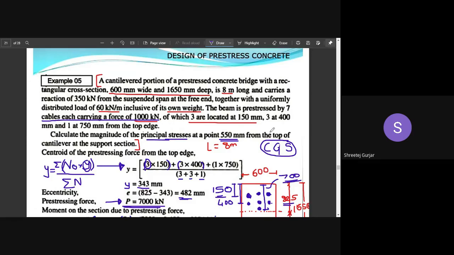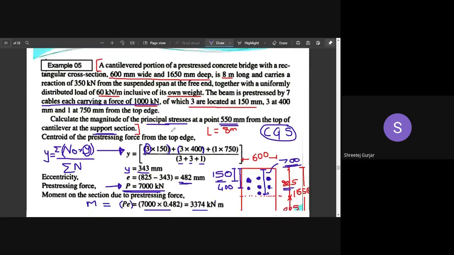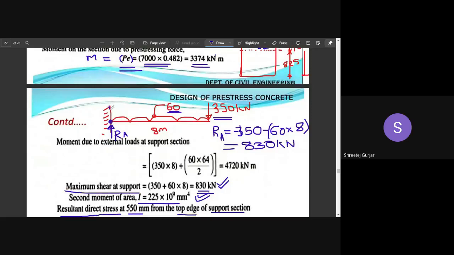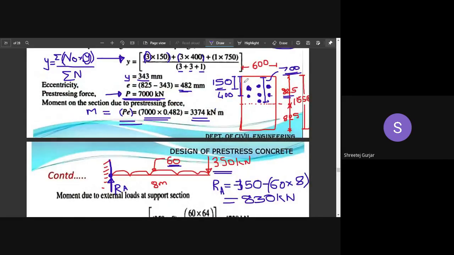Okay, 550 mm from the top of the cantilever at the support section. Very important. So they have specified where we need to find out. We need to find out at this particular section, the support section, at a distance of 550 mm from the top.